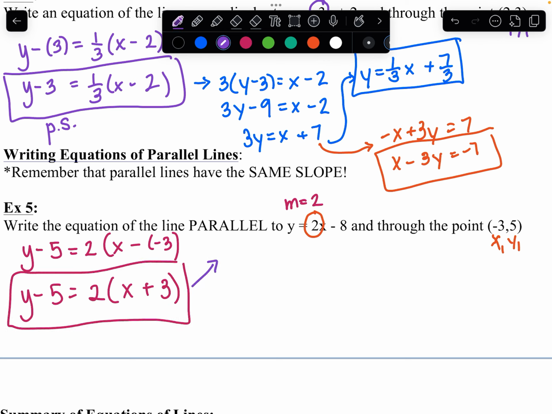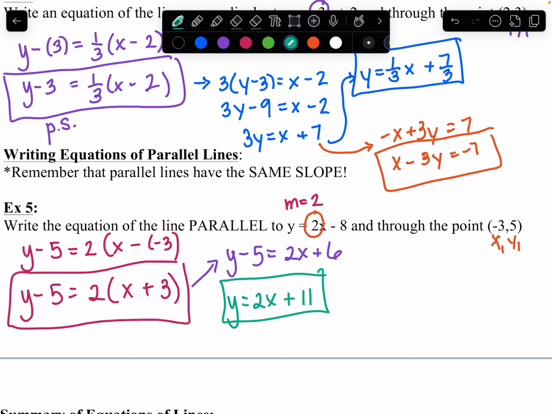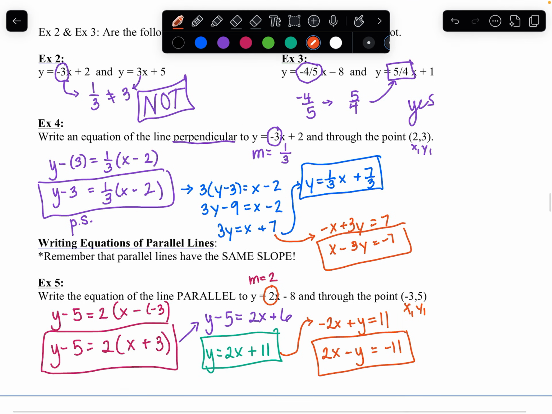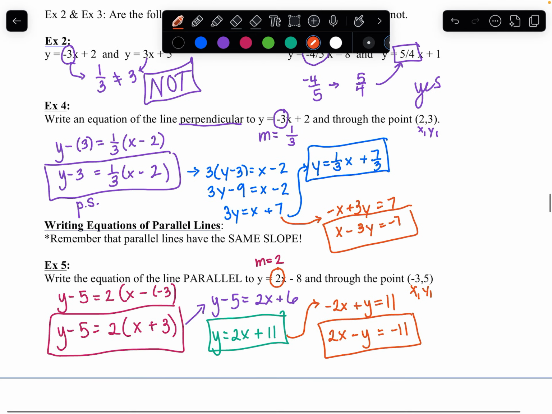Now I'm going to distribute: y minus 5 equals 2x plus 6. And I'm going to add 5 to both sides to get y equals 2x plus 11. So there's our slope-intercept form. We can then take it, aren't you having so much fun, and subtract 2x from both sides. So minus 2x plus y equals 11. Multiplying everything by a negative to make our a term positive will give us 2x minus y equals negative 11. Whew. Okay, so there we go.